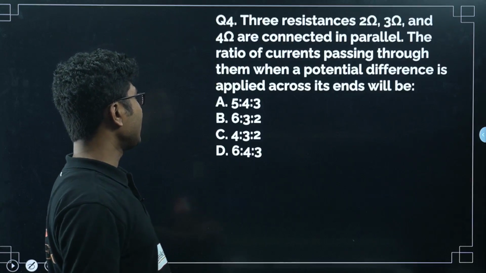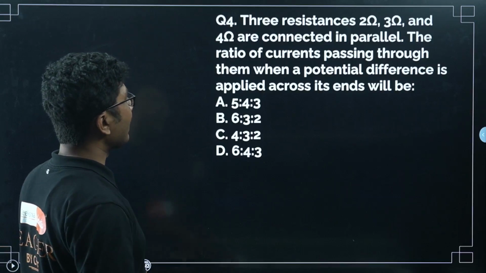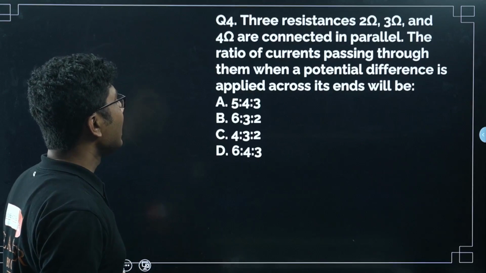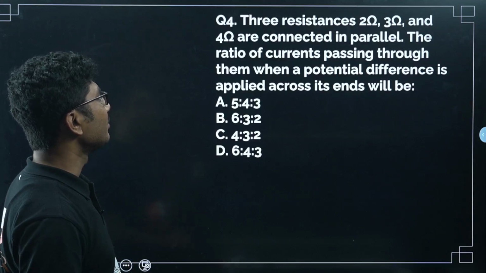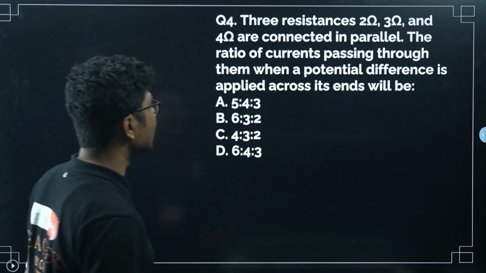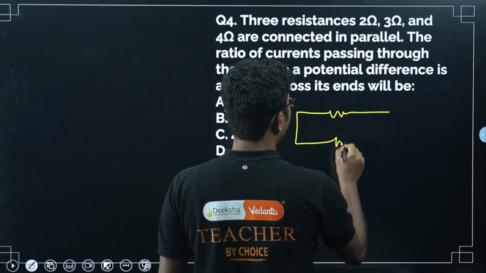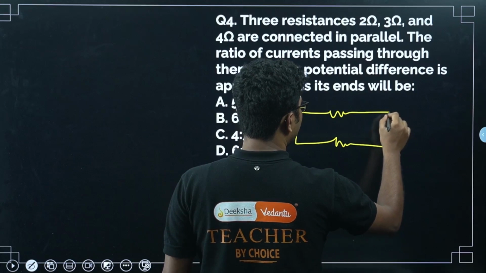Now question number 4. Three resistances 2 ohm, 3 ohm and 4 ohm are connected in parallel. The ratio of the current passing through them when a potential difference is applied across the ends will be. So three resistances, one 2 ohm, one 3 ohm and another one is 4 ohm. They are connected in parallel.